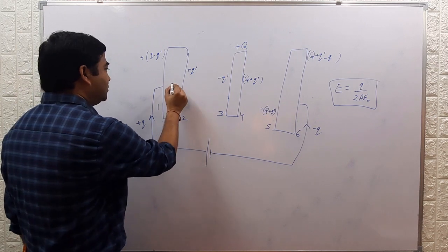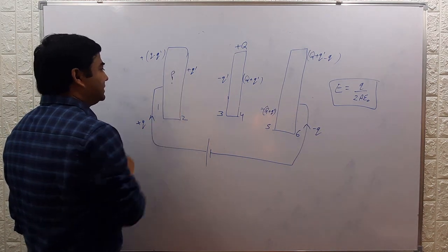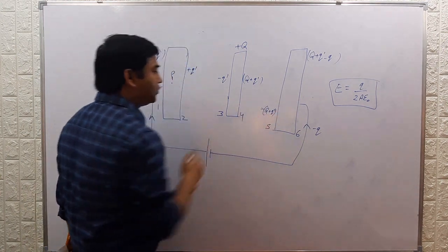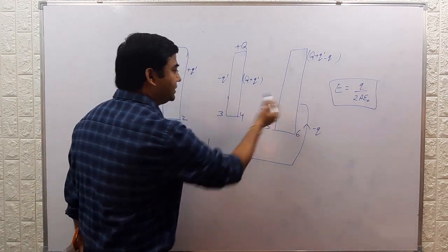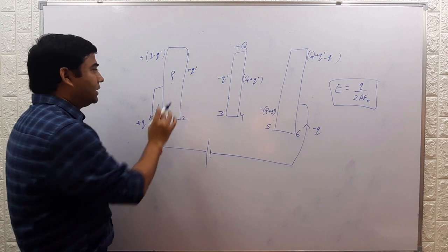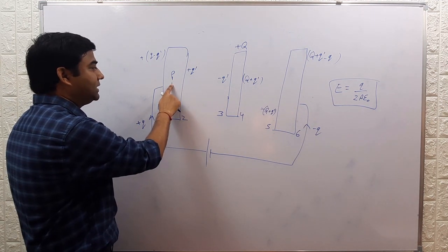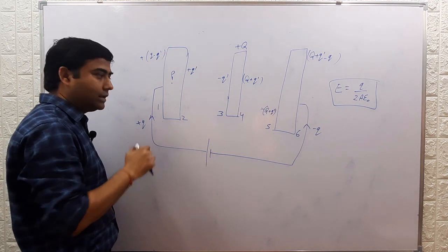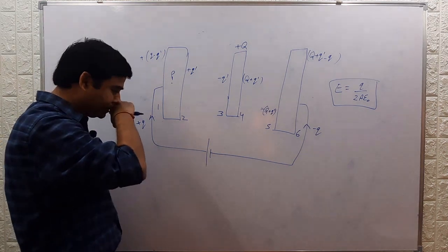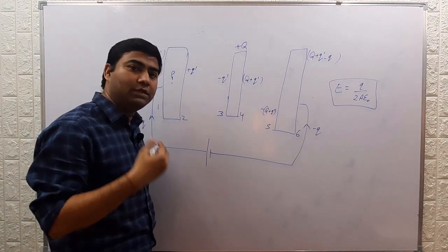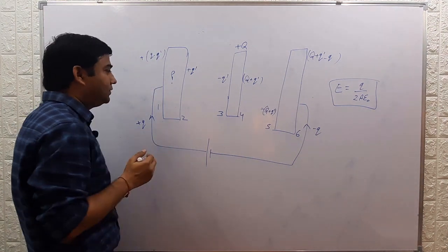Now just assume a point P inside this plate first. You can assume this point P anywhere, inside this or inside this, that doesn't matter. This point is inside the conductor, hence the net electric field inside this plate will be 0. The electric field inside a conductor is always 0, that we know. So now what will we do?